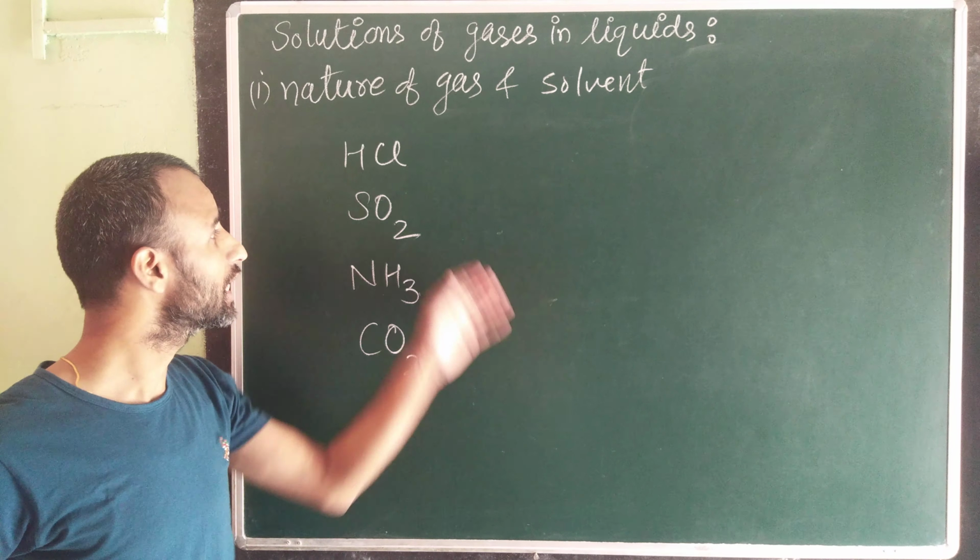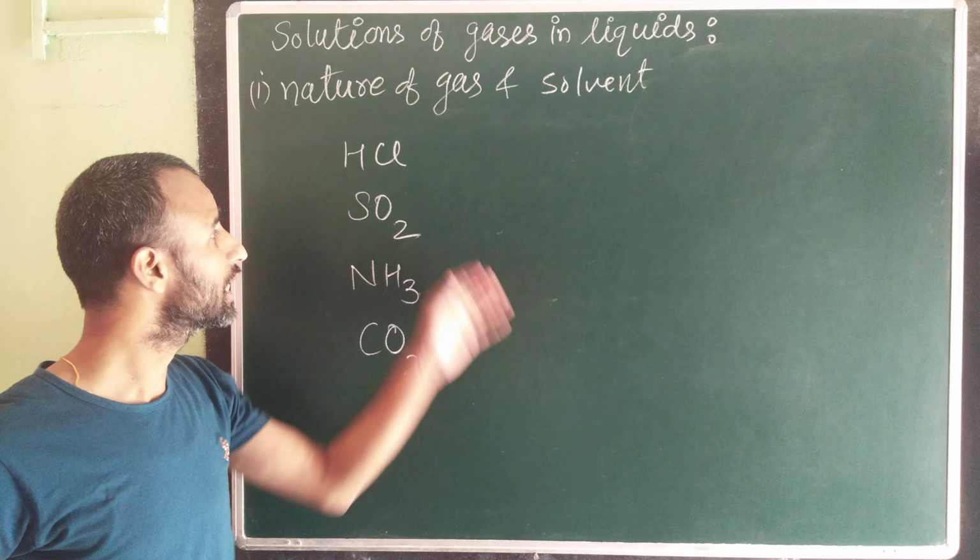For example, when we dissolve HCl in water, what would happen? It forms product like this. Even SO2, when dissolved in water, turns into H2SO3. If we dissolve ammonia in water, it turns into ammonium hydroxide. If we dissolve carbon dioxide, it turns into carbonic acid. So these gases are more soluble than the others which will not react with water.